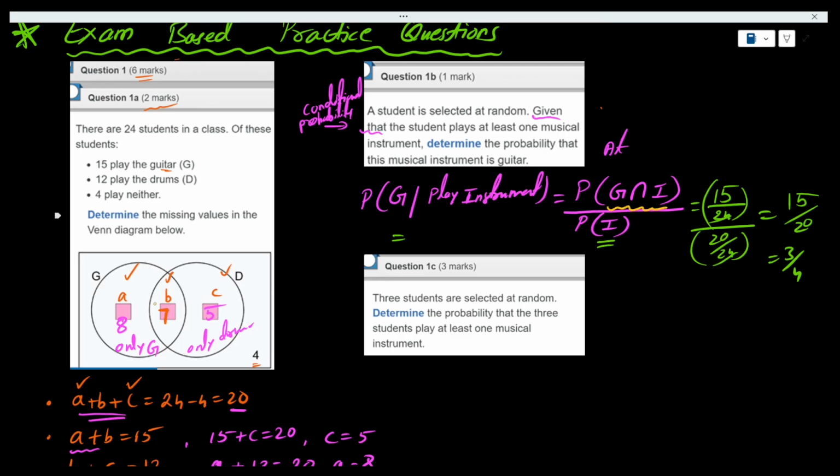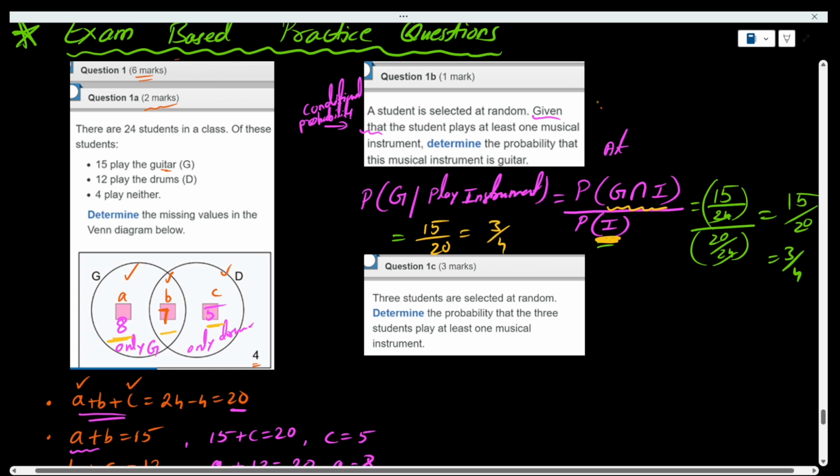So playing guitar out of all the instruments, it is 15, and you need to choose out of the students who are playing any of the instruments, which is going to be nothing but 20. That is also directly, because the total number of students, whatever is here, it will get cancelled. So directly also you can write 3/4. So this is based on conditional probability.